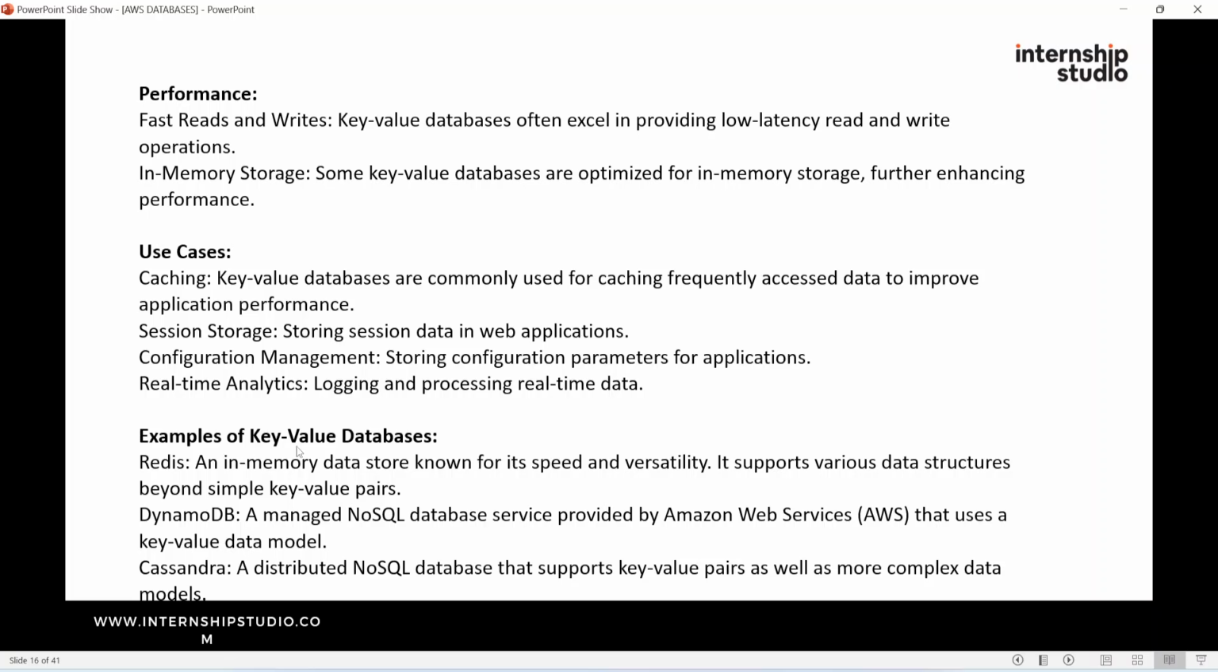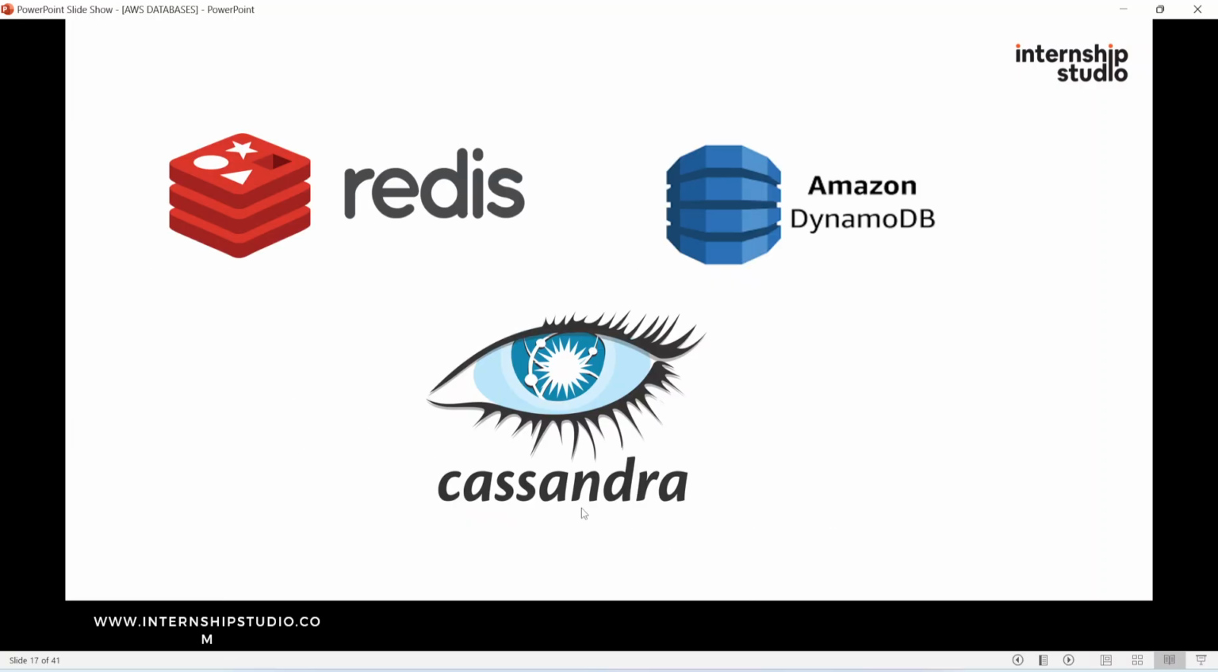For examples of key value databases, we have Redis, which is an in-memory data store known for its speed and versatility. We have DynamoDB, which is a managed NoSQL database service provided by AWS. We have Cassandra, which is a distributed NoSQL database that supports key value pairs as well as more complex data models. So these are a couple of examples that we saw: Redis, DynamoDB from Amazon, and Cassandra.